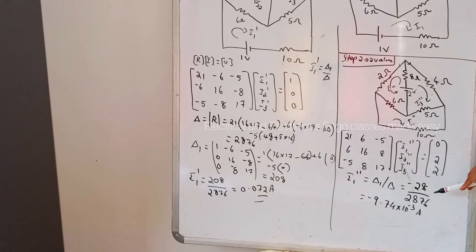After computing, we will get delta 1 equal to minus 28. That is, delta 1 is obtained by changing the first column elements with the voltage elements, then finding the determinant, and we will get minus 28. Delta is the determinant of this R, that is equal to 2876, and we will get the value of I1 double dash equal to minus 9.74 into 10 raised to minus 3 ampere.